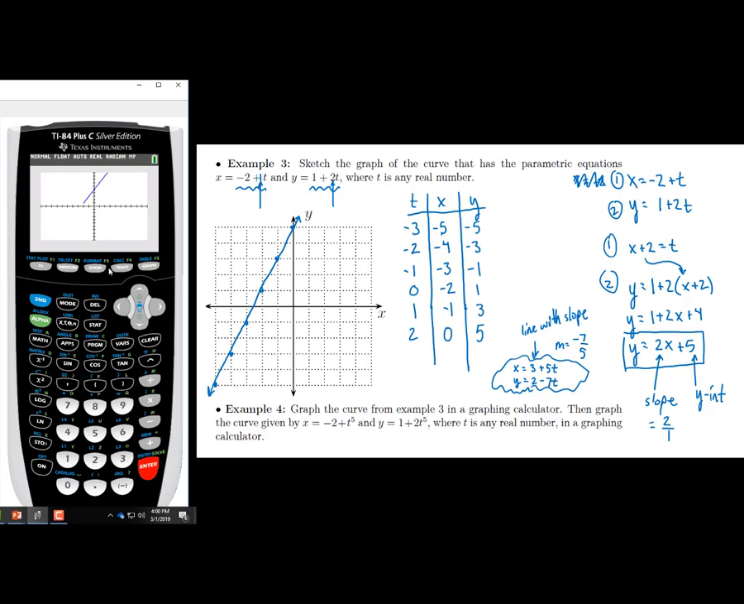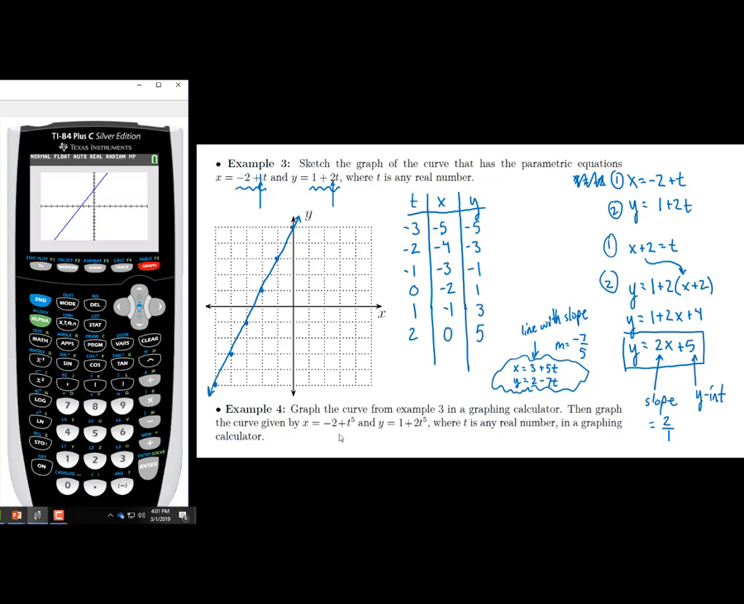Well, the answer is when you go to Window, it's set to graph certain values of t, going from 0 to 2 pi. I don't really want to do that, so let's go ahead and just graph t's from -20 to 20. Okay, and if I hit graph there, now I'm going to get a much more complete picture.